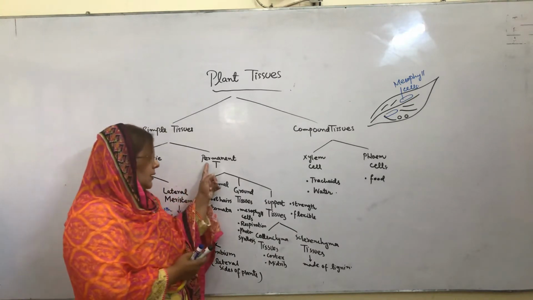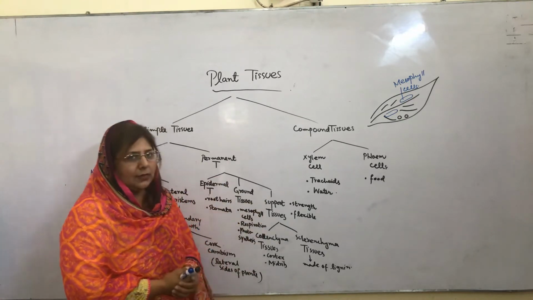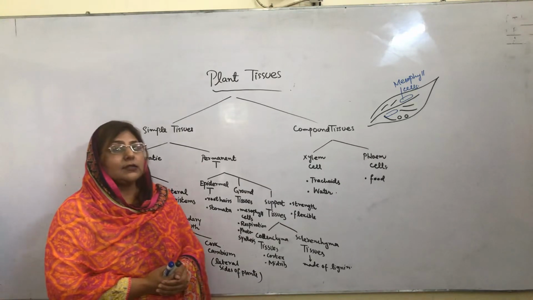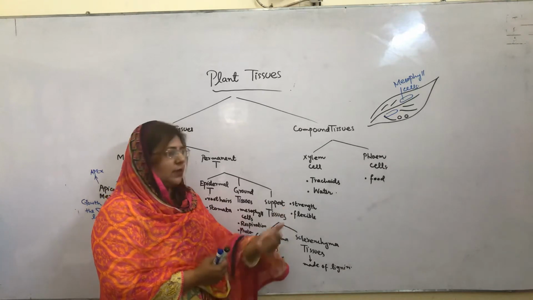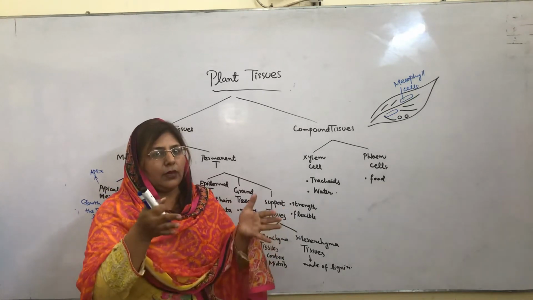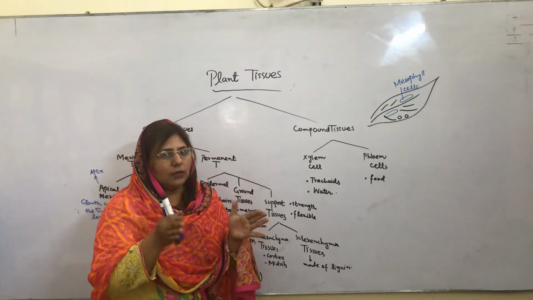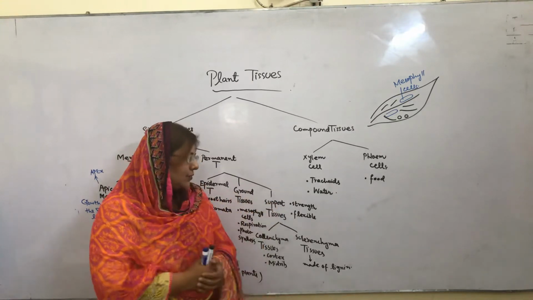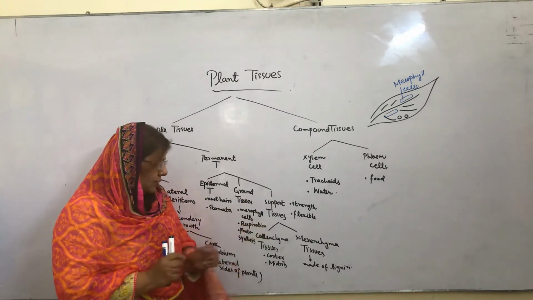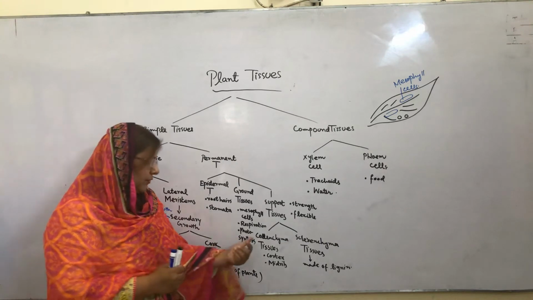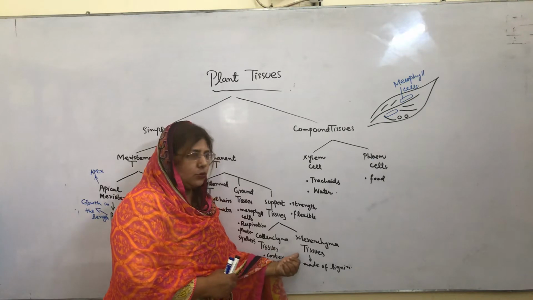Third one, permanent tissues. The third type of permanent tissue is sclerenchyma... sorry, support tissue. As the name shows, support tissue gives strength to the plant. It makes the plant frame remain hard in its position. So it gives strength to the plant, and they are flexible. Support tissue is further divided into two types. First is called collenchyma tissue. Second is called sclerenchyma tissue.